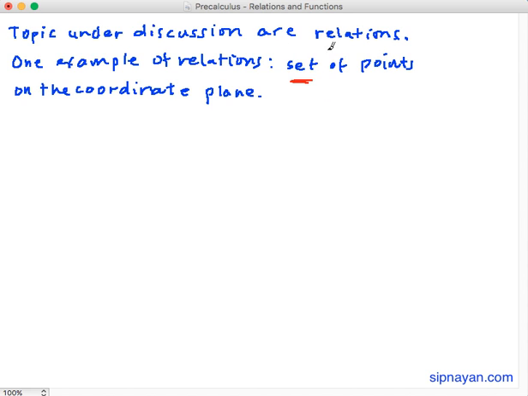Ibig sabihin, pag set siya, pwede natin siyang i-represent or pwede natin gamitin yung representation ng sets, no? 'Di ba? Yung set builder notation, yung roster method, yung roster notation natin, yung list, and yung verbal, pwede rin natin siya gamitin, no? So, let's have some examples of review of the different relations, no? By the way, ang purpose ng video na ito, the purpose of this video is to familiarize you with the more formal notation, no, na ginagamit natin.